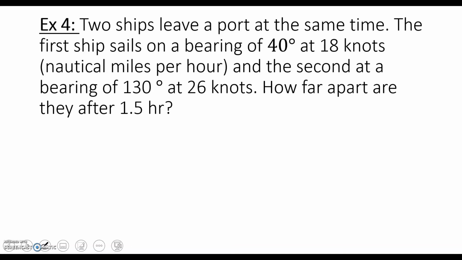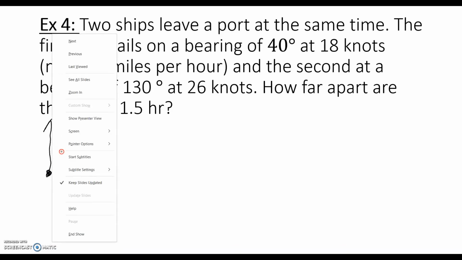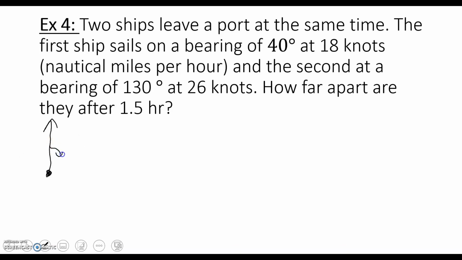So drawing a picture is the first thing you always want to do. We're going to start with the north line. It says 2 ships leave a port. So here's our port. They leave at the same time. The first ship sails on a bearing of 40 degrees. So we're going to go 40 degrees in a clockwise position. So we know this angle is 40 degrees. And it travels at 18 knots, which is nautical miles per hour. We don't know the distance yet because we don't know how long we travel. So we're just going to keep this in mind. We're going to have to use that somewhere probably.